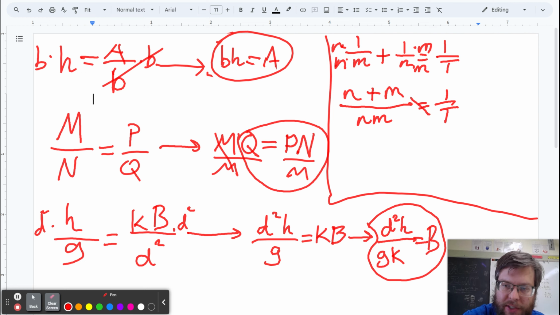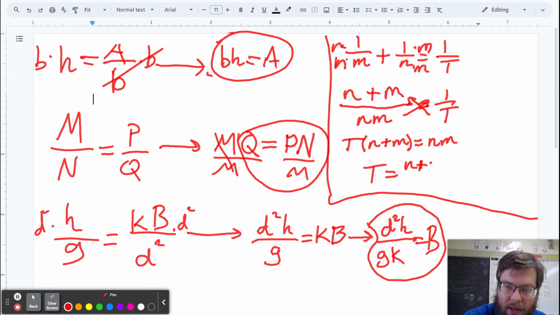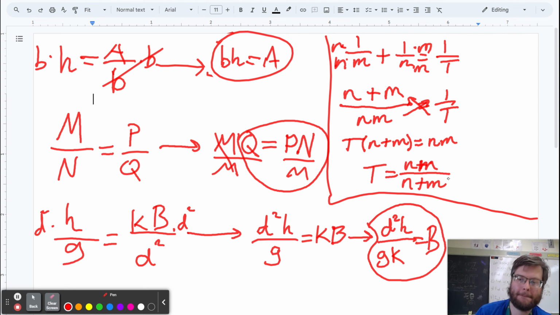Now just like on the second example, I can cross multiply. T times this numerator, n plus m, equals 1 times n times m. And then to get t by itself, I just divide both sides by n plus m. So I have n times m on top, n plus m on the bottom.